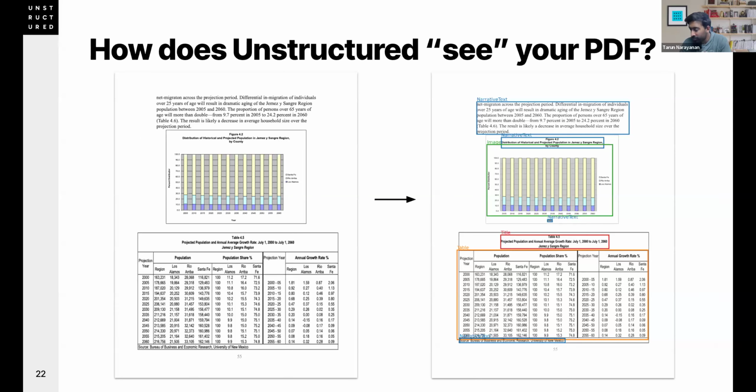So if you're still not able to make sense of what's going on, I'm going to give you a visual example of what actually goes on in the backend, right? Let's take this document on the left. It's just a page from a random document that I found. It's got some text at the top, a chart in the middle, and a table underneath. When you pass this through Unstructured, this is how it separates the different elements that it finally generates in the JSON.